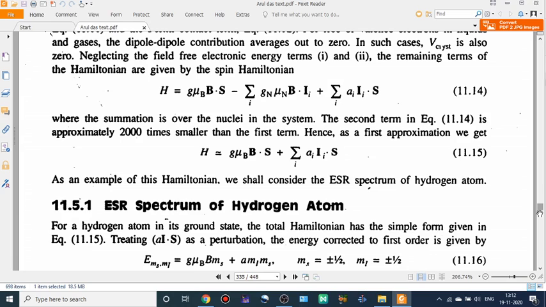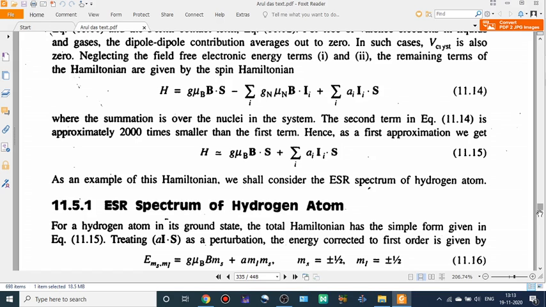Here we are going to discuss the hyperfine splitting of a hydrogen atom. We know that hydrogen has one unpaired electron with spin S equal to half, and one proton with nuclear spin I equal to half. So MS equals plus or minus half and MI equals plus or minus half. In the absence of a field, these electron spins are degenerate, that is, there is no splitting. All the energy levels have the same energy.